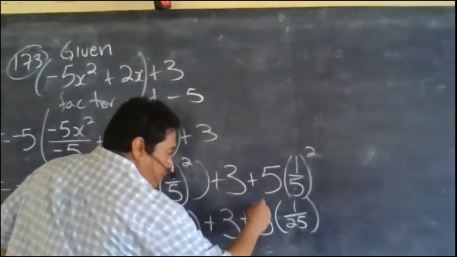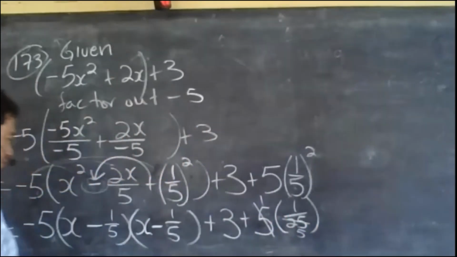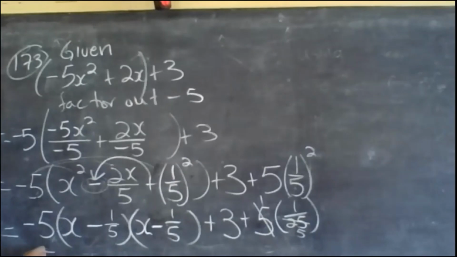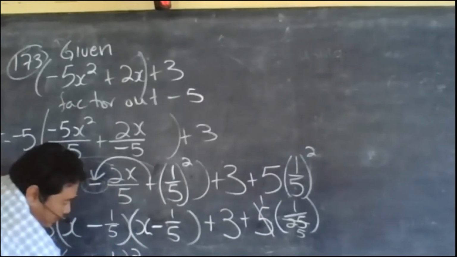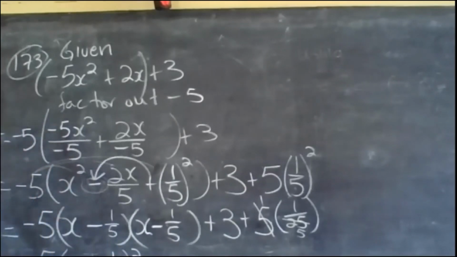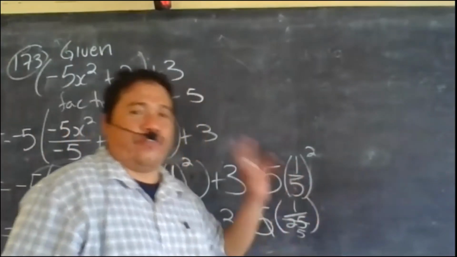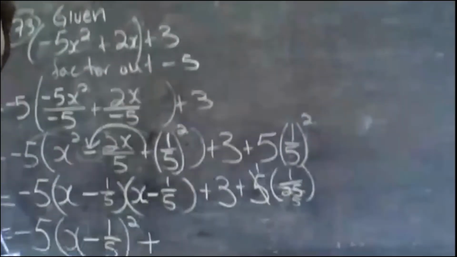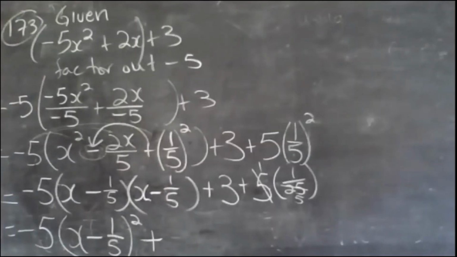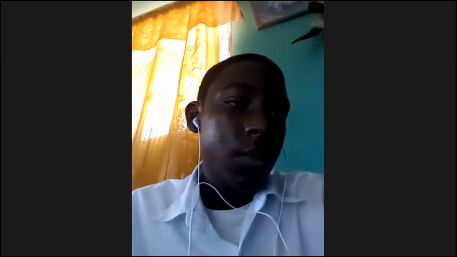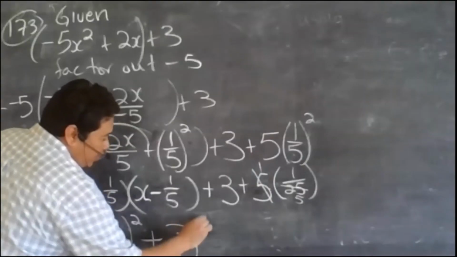Good. All right, let's finish. Let's cancel. 5 into 5, 1. 5 into 25, 5. Giving me an answer of negative 5, open bracket, x minus 1/5 squared, plus, what is 3 plus 1/5? 3 plus 1/5. 4 and 1/5? Really? 3 plus 1/5. 3.2. No. That's a serious problem.